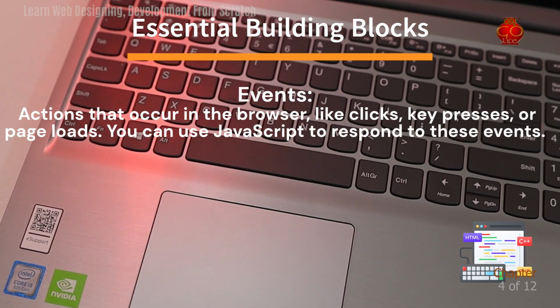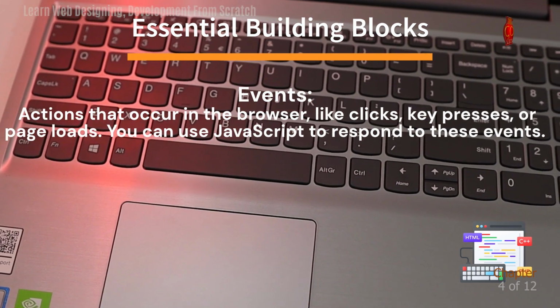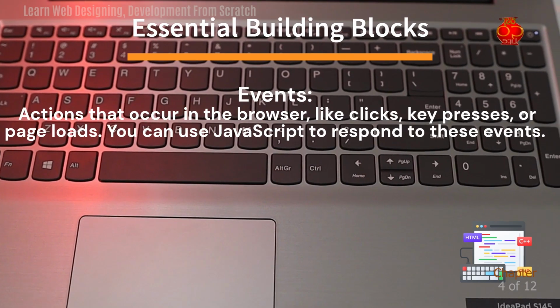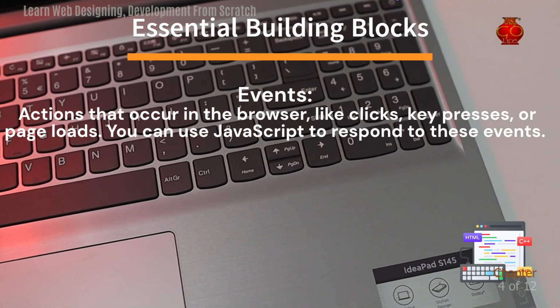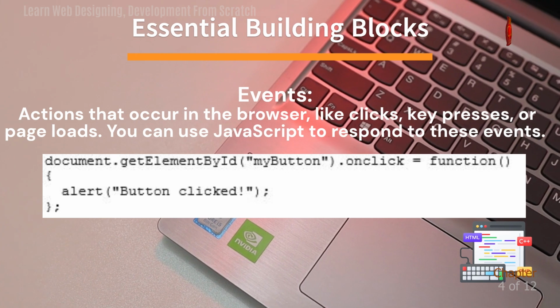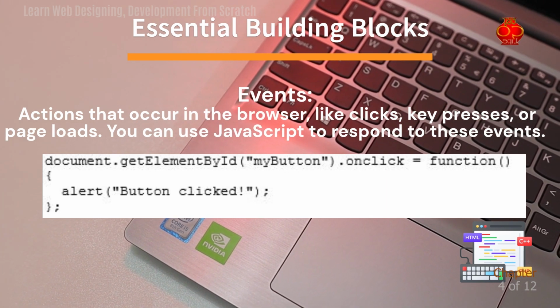Events. Actions that occur in the browser, like clicks, key presses, or page loads. You can use JavaScript to respond to these events. Example. This code shows a message when a button with the ID MyButton is clicked.